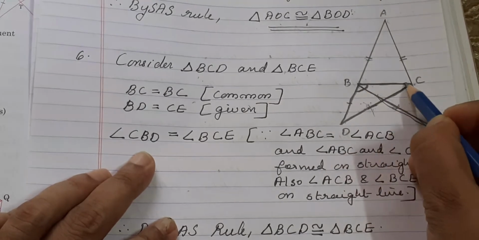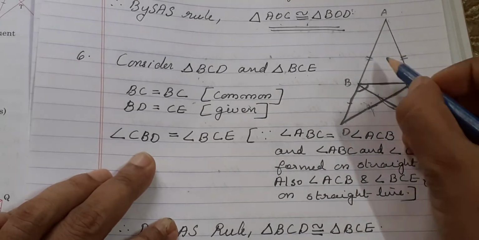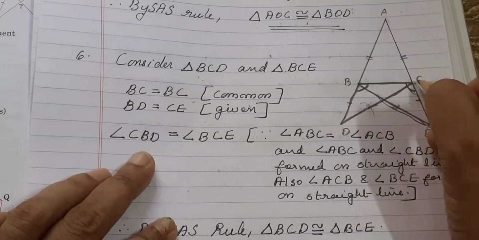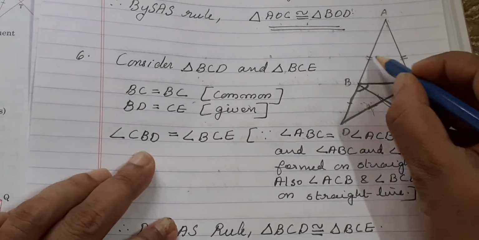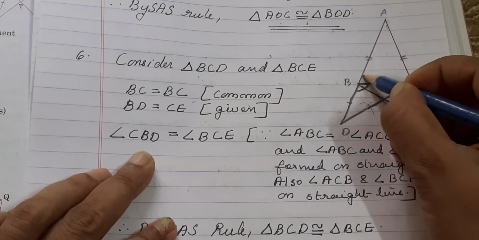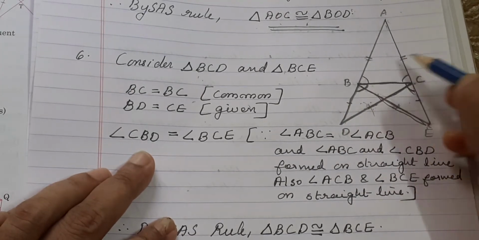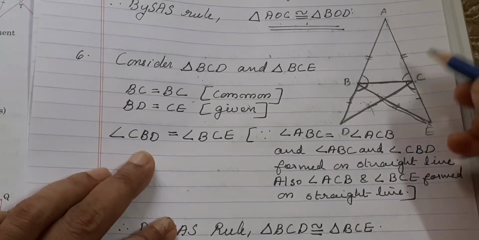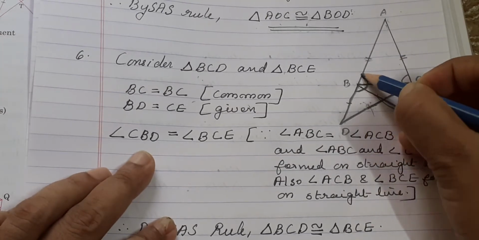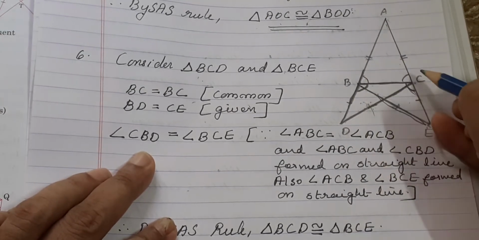These angles are same. How? Because they said this is the isosceles triangle. Isosceles triangle means the angles opposite to the equal sides will be same, isn't it? Angles opposite to equal sides will be same. Okay. So, and these angles are formed on a straight line, isn't it?